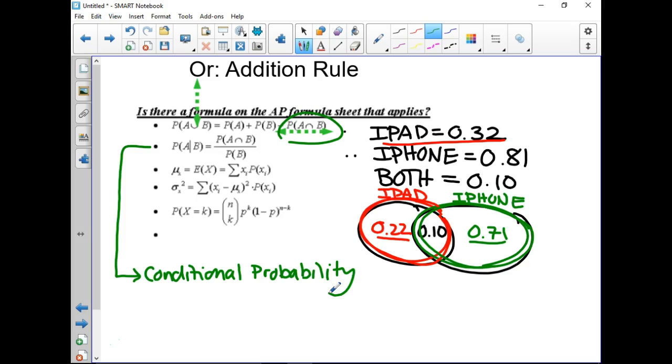So, the probability of A given B is equal to the probability of both over the probability of B, okay? I always think of this as my fraction bar. If I was doing it with the iPad and the iPhone and the both, I know those probabilities don't work out, but I want to show you how to use the formula. We're going to just stick with those probabilities.